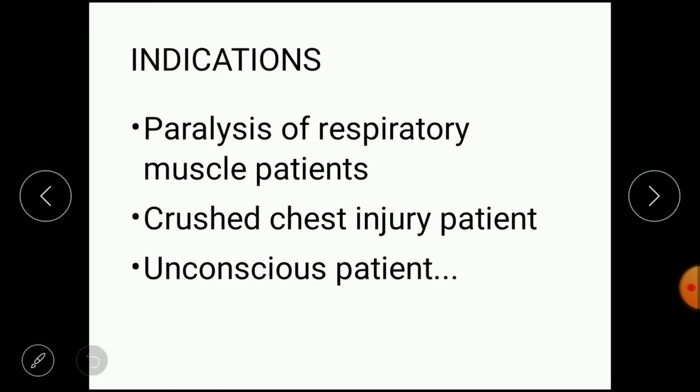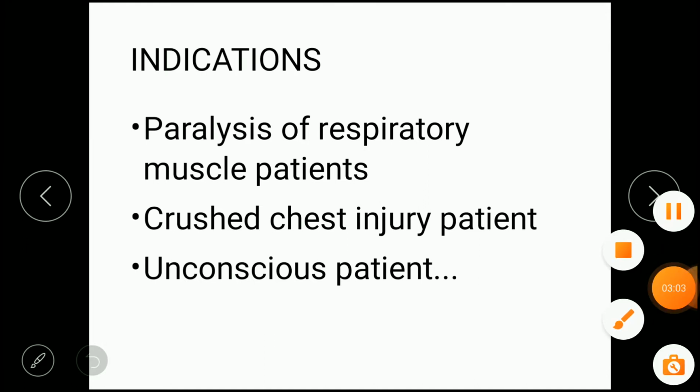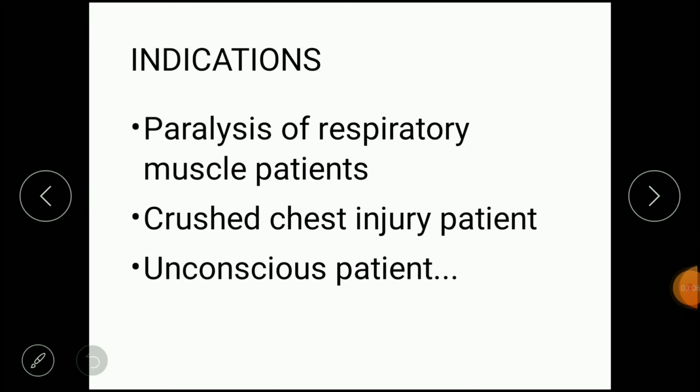The indications: in which condition is the CMV mode generally used? First, paralysis of respiratory muscle patients, those patients who have completely paralyzed respiratory muscles. That patient cannot initiate a breath by itself, so the patient requires ventilation provided completely through the machine. So paralysis of respiratory muscles is an indication for mechanical ventilation.